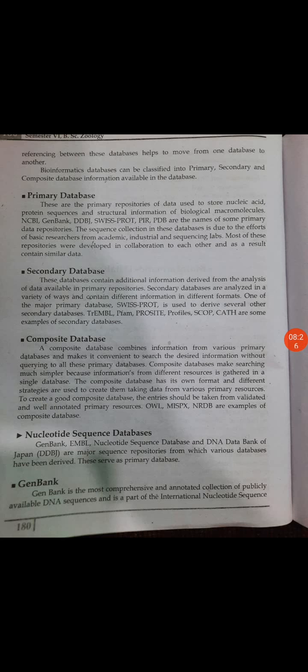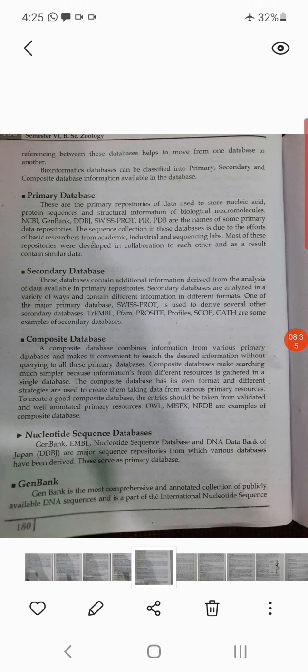GenBank. GenBank is the most comprehensive and annotated collection of publicly available DNA sequences and is a part of the International Nucleotide Sequence Database. We know that now the whole human genome is analyzed.